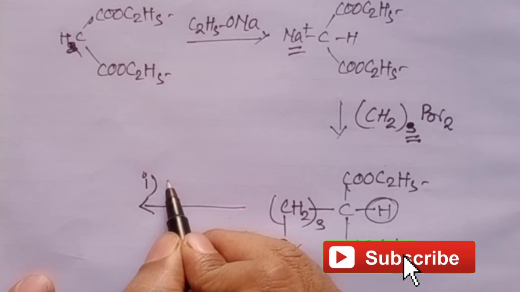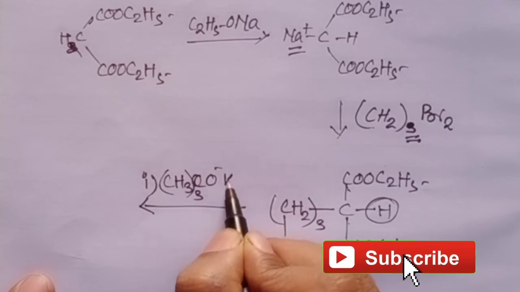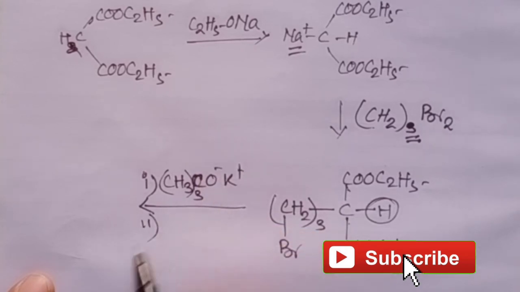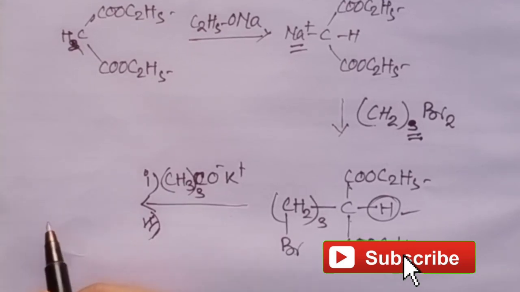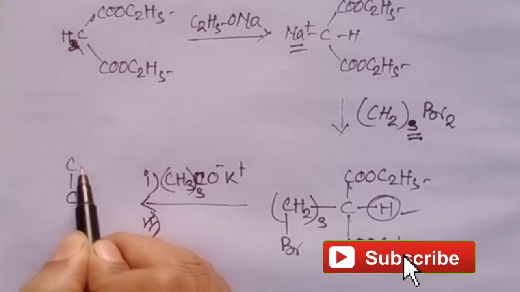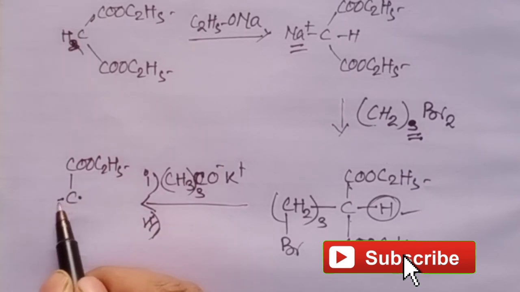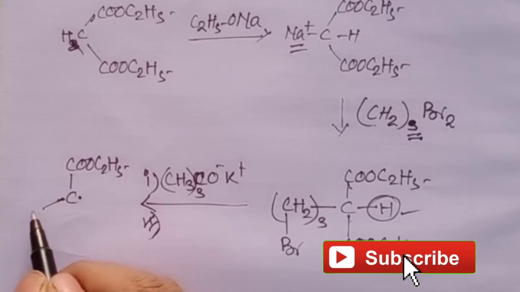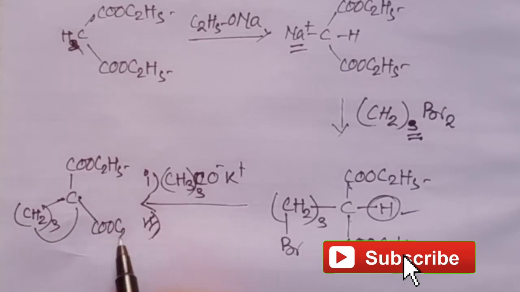Potassium tertiary butoxide, (CH3)3CO minus K plus. So this is the potassium tertiary butoxide. And on the very second step, this Br will be removed, so the acid will be removed. So hence the product will look like this one. Carbon up, COOC2H5, and then CH2 whole 3, it will adjust to here, COOC2H5.